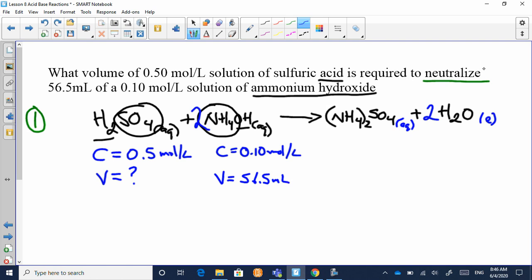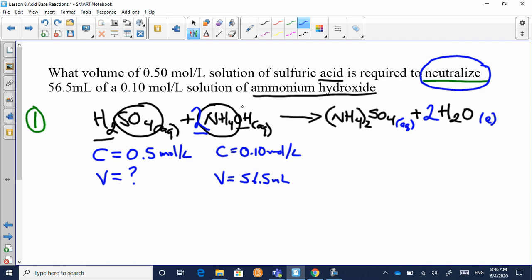Now, I want to just emphasize one thing here. It says what is required to neutralize. And so in a neutralization reaction, you know that you're neutralized when you have stoichiometrically equal amounts. In other words, when you've got the same amount of acid and base present stoichiometrically. And the reason why I'm saying the word stoichiometrically is that that's going to account for the fact that twice as much of the ammonium hydroxide is required.